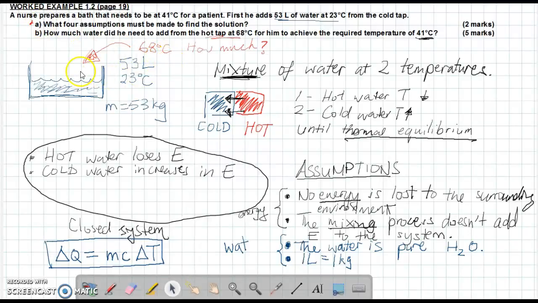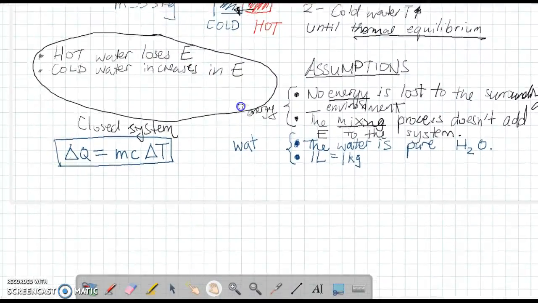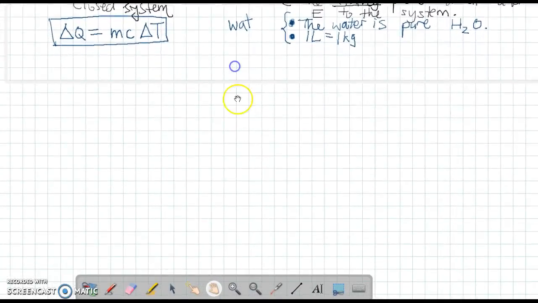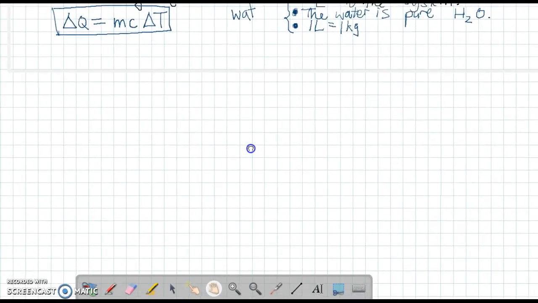Okay, let's continue and do part B of this problem. So we've done part A. Now part B. Now we need to actually use this formula for heat and specific heat capacity to work out how much water was added. So I'm just going to scroll down, set this up. We need the formula.